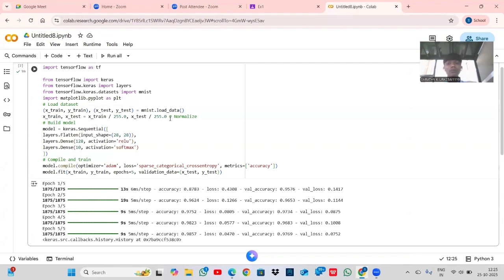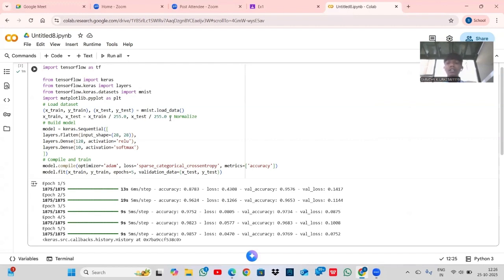And after that, building the neural network, that is, building the model. The network has a flatten layer, a dense layer, and an output layer. The flatten layer converts the 28 by 28 image into a 1D vector of 784 values so it can be processed by the dense layer. Then the dense layer has 128 neurons with ReLU, a fully connected layer with 128 neurons. ReLU means rectified linear unit. It is an activation that introduces non-linearity and helps the neural network learn complex patterns.